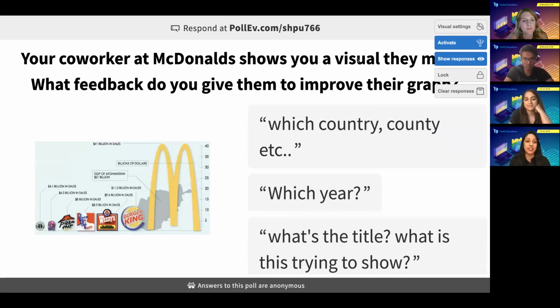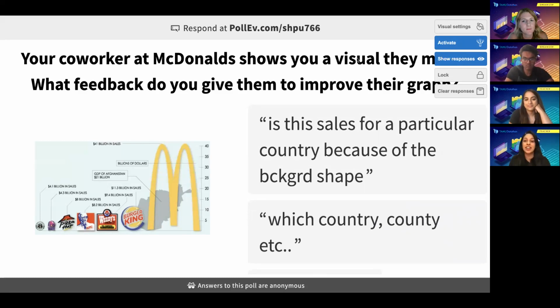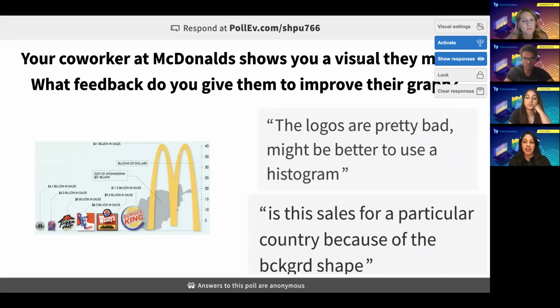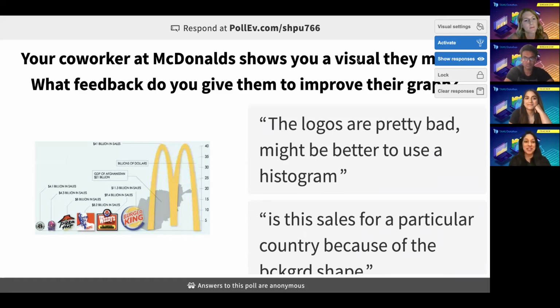Why is it compared to Afghanistan? Is this all in Afghanistan? Is it sales? Yep. The logos are pretty bad, might be better. Totally. This is an example of doing something too complicated that could be done simply. For example, the McDonald's logo is so wide, even though the height is what matters.